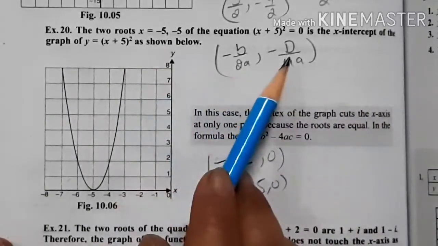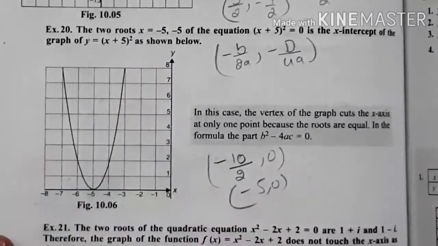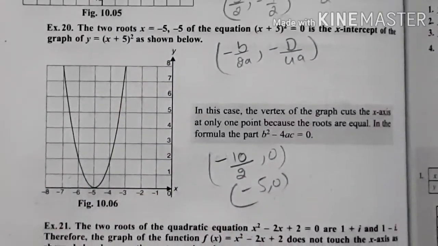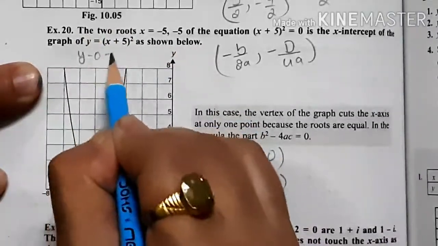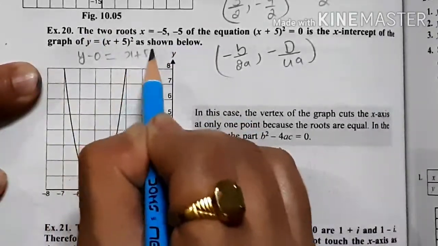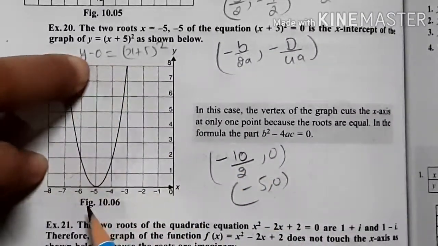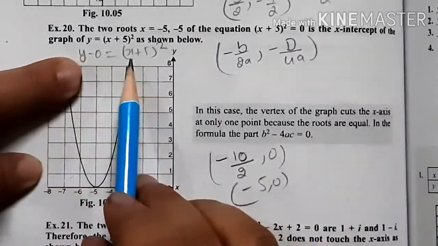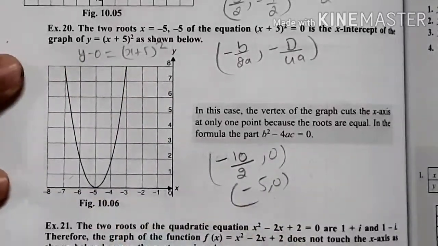So that means your discriminant is 0, and y is equal to x plus 5 whole square is already in the perfect square form. So you can already judge from there that the vertex of y is at 0, and it directly lies on the x-axis. X is equal to minus 5.